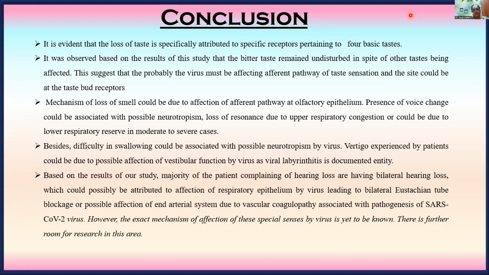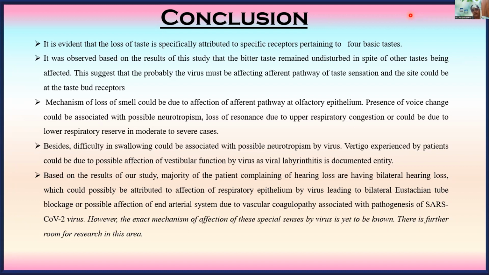Presence of voice change could be associated with possible neurotropism, loss of resonance due to upper respiratory congestion, or could be due to low respiratory reserve in moderate to severe cases. Besides, difficulty in swallowing could be associated with possible neurotropism by the virus. Vertigo experienced by patients could be due to possible affection of vestibular function by the virus, as viral labyrinthitis is well documented in vitro.